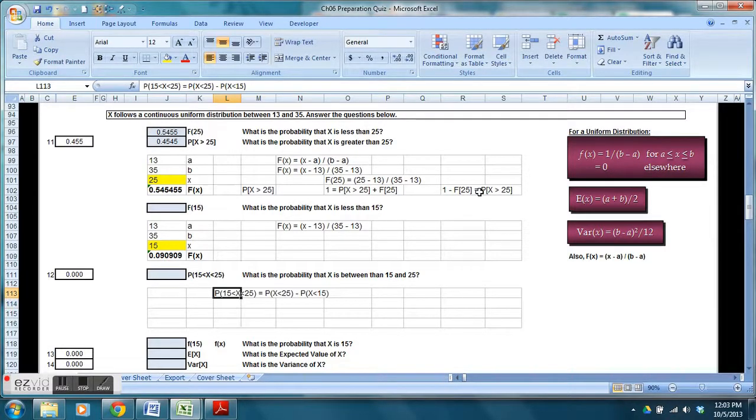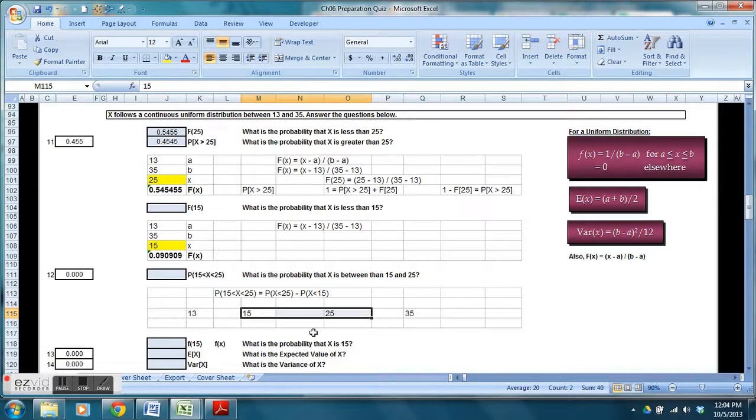So basically, here's our bounds, 13 and 35 right here, and we want to know the probability between 15 and 25. So we're interested in this probability, just to show it to you visually. A graph would be better, but it's hard to do graphs so easily in Excel.